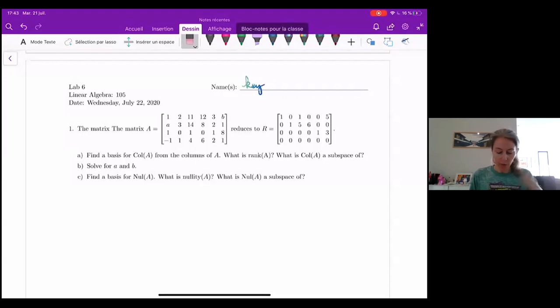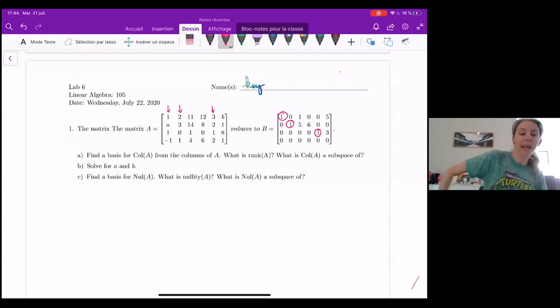Okay, so we are given the matrix A and it row reduces to the matrix R. So we're given the row reduced form. And the first thing that we want to do is find a basis for the column space from the columns of A. Well, that's actually really straightforward because when I look at R, I see that it is the first column, the second column, and the fifth column that gives me a pivot. So I just take the columns from A that are associated with the pivots from R.